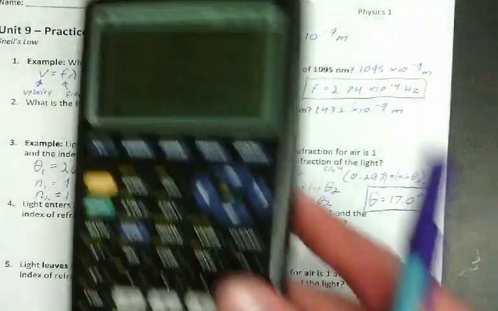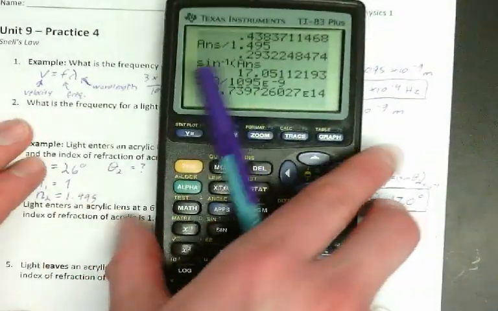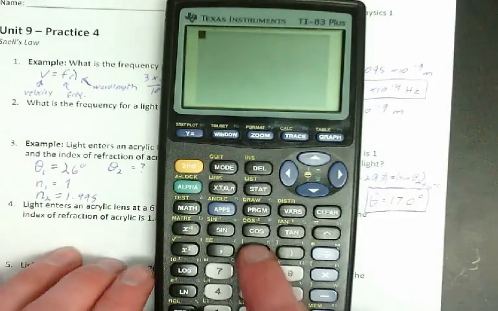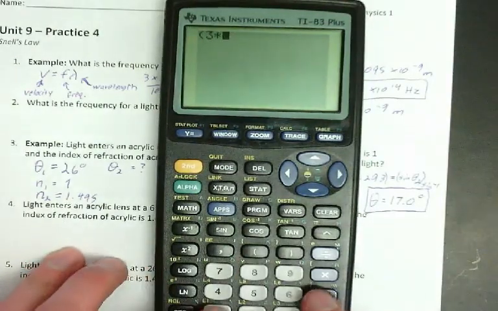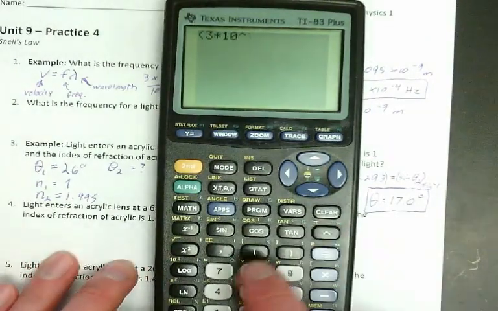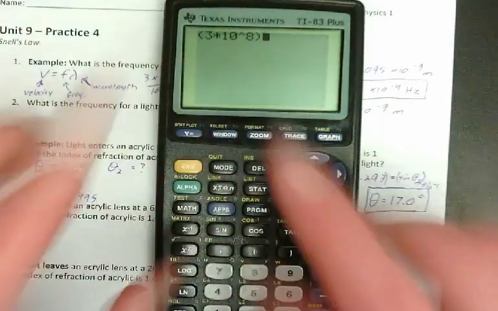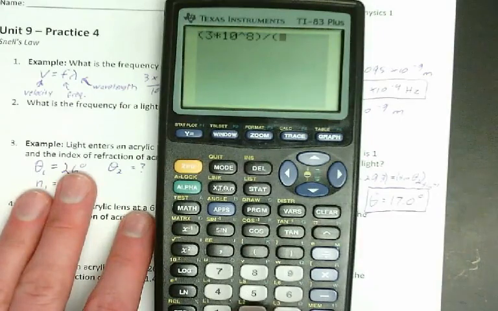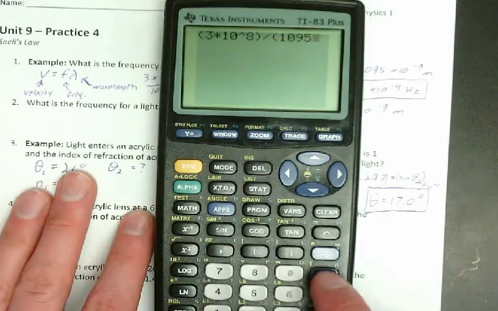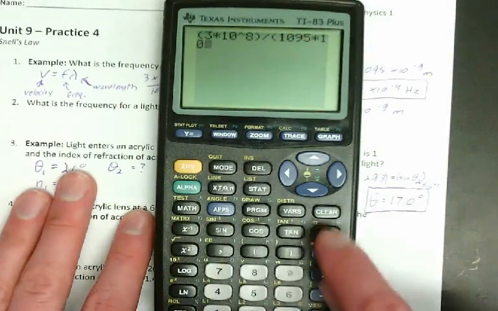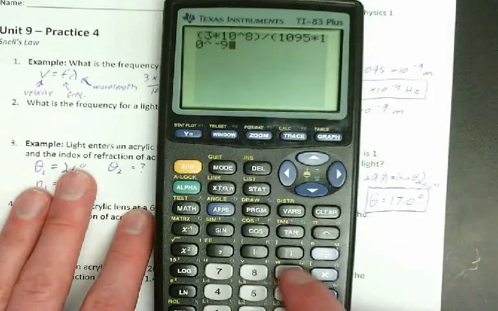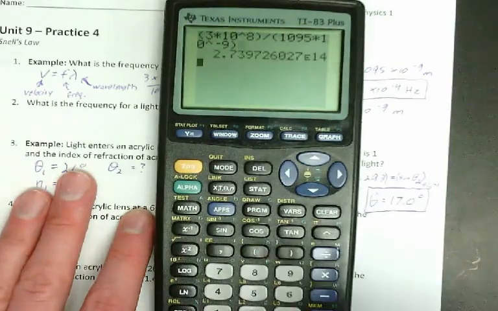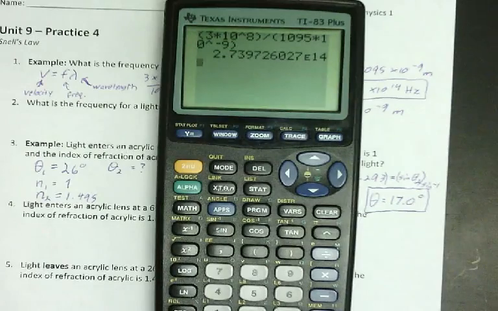Now, if you're having trouble doing scientific notation, here's a different way to do it. Do 3 times 10 power 8 in parentheses. You have to put it in parentheses. Divided by 1,095 times 10 power negative 9 in parentheses. Bam, there's the same answer. So you have to put it in parentheses.